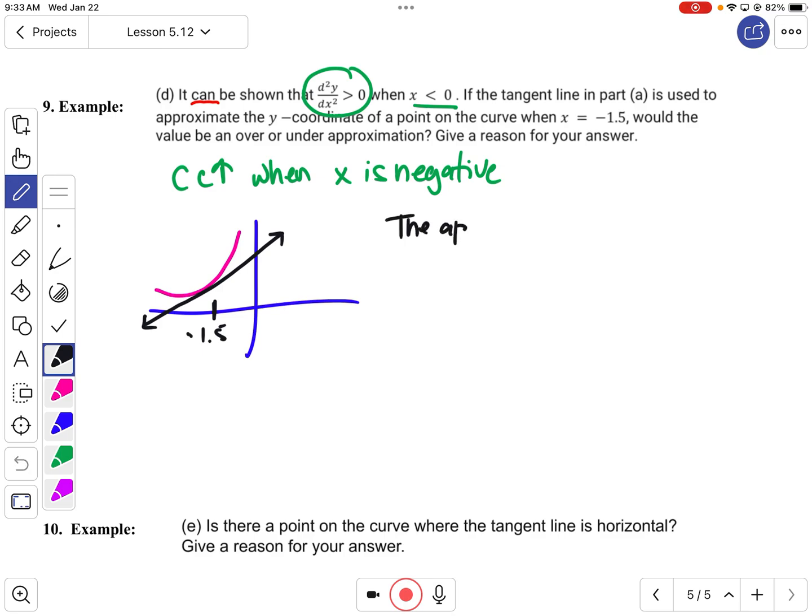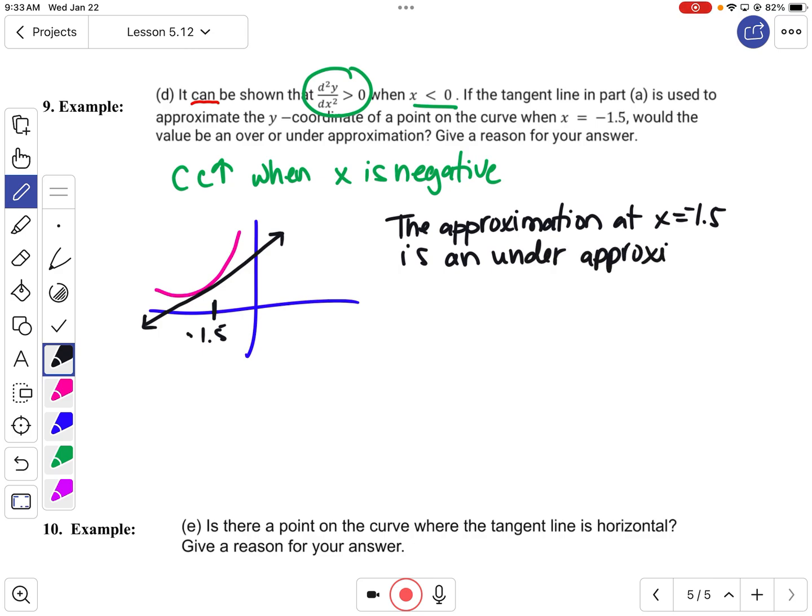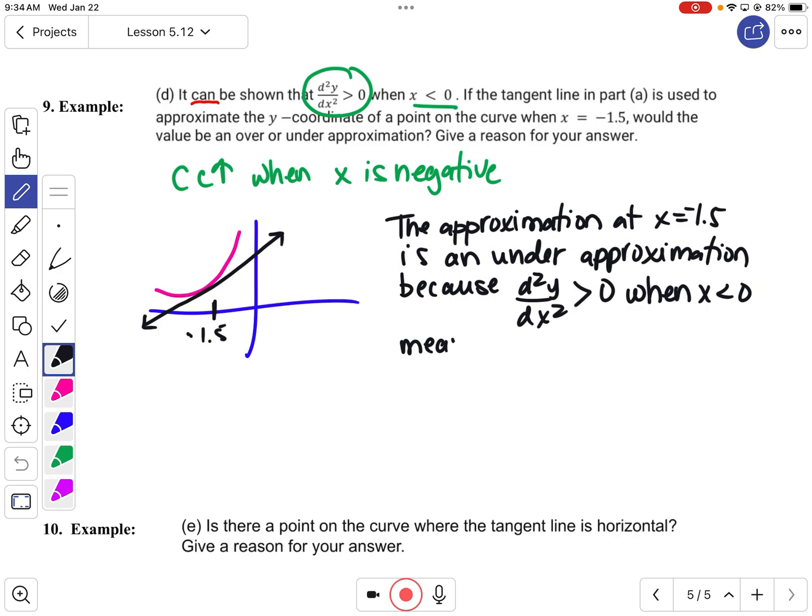The approximation at x equals negative 1.5 is an under approximation because d squared y dx squared, basically you're restating the problem up top, is greater than 0 when x is less than 0, meaning the graph is concave up at x equals negative 1.5. Okay? That's what it means.